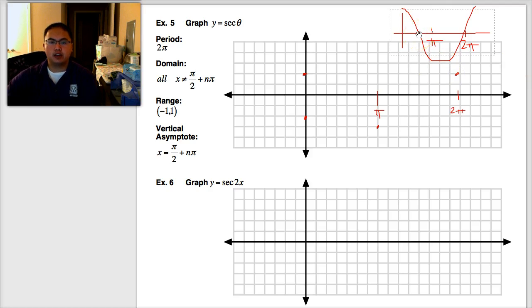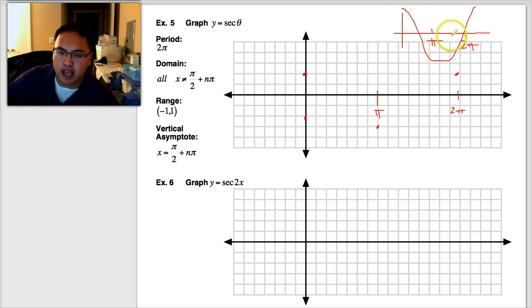Remember, every time I hit 0, just like on the last graph, I draw a vertical line. So do you see at the halfway point between here, I hit 0. So at the halfway points, pi over 2 and 3 pi over 2, or half pi and 1.5 pi, I'm going to have vertical lines.